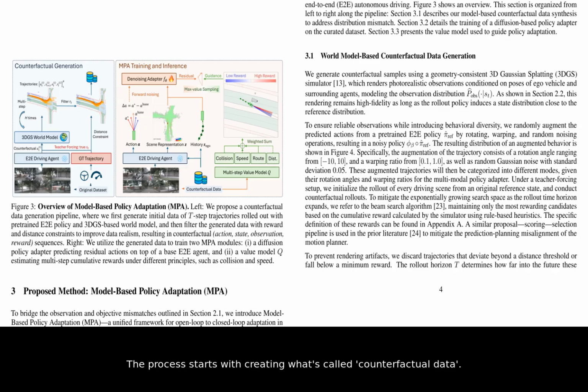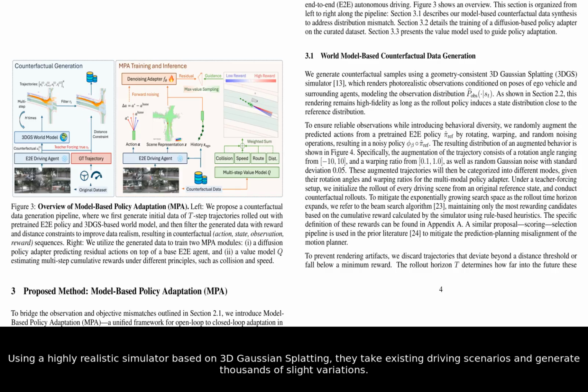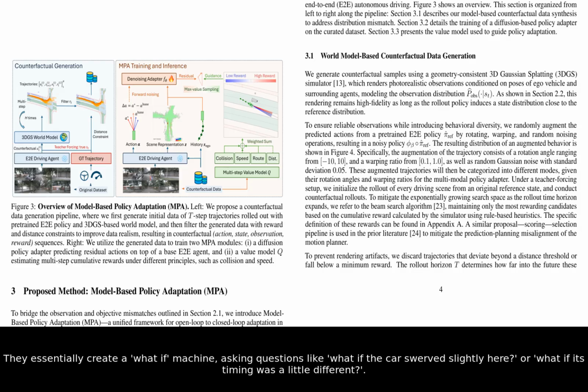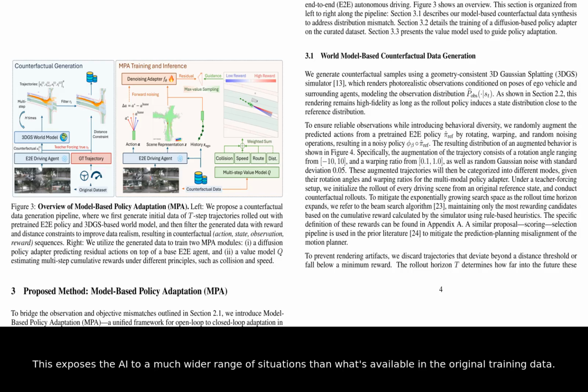The process starts with creating what's called counterfactual data. Using a highly realistic simulator based on 3D Gaussian splatting, they take existing driving scenarios and generate thousands of slight variations. They essentially create a what-if machine, asking questions like, what if the car swerved slightly here, or what if its timing was a little different? This exposes the AI to a much wider range of situations than what's available in the original training data.